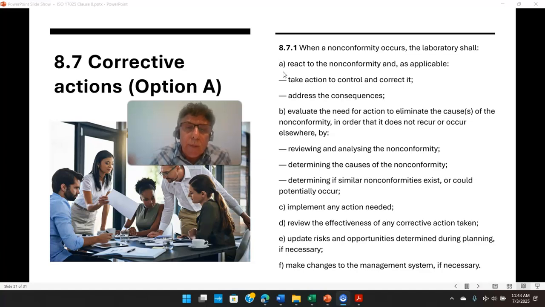And also implement any action needed, review the effectiveness of the corrective action taken, update risk and opportunities determined during planning if necessary, and make changes to the management system if necessary, like maybe changing a policy or procedure. Based on a nonconformance, if you've deemed the reason for the nonconformance is maybe the policy or procedure is not clear, we need to change it, and then we would change that policy or procedure based on the corrective action, based on the root cause of the problem.